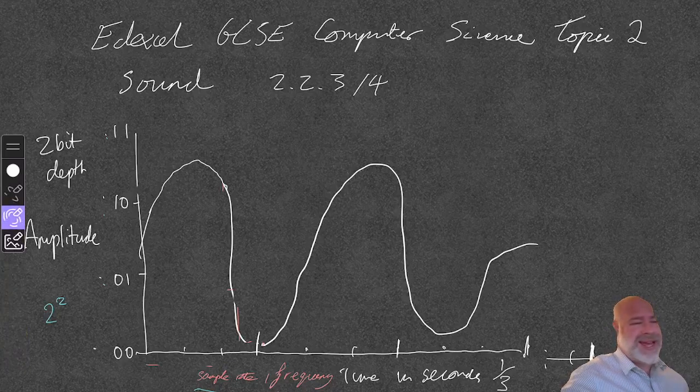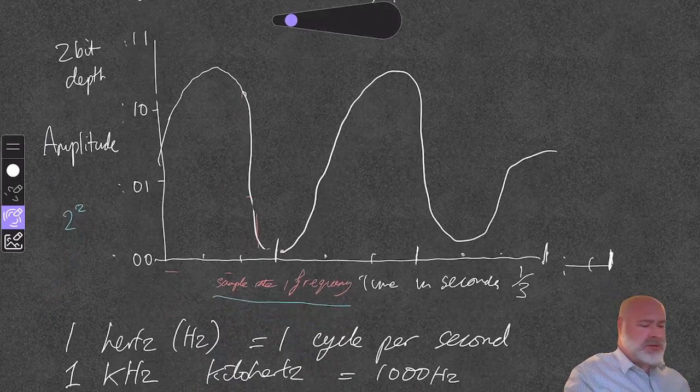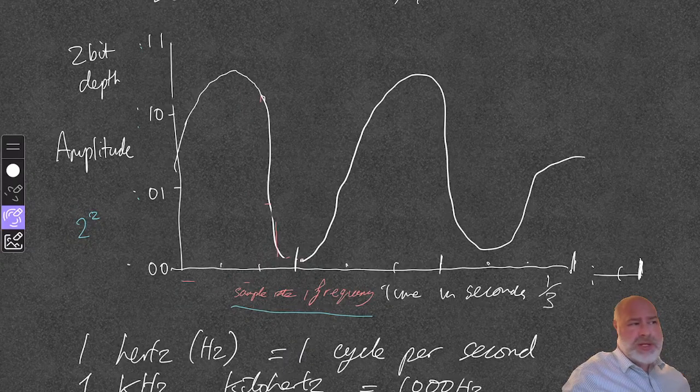We're going to be looking at GCSE Computer Science Topic 2 and Sound, which covers 2.2.3 and 4 in the specification for Edexcel. There's quite a lot to unpick here, so I'll just zoom down a little bit and we'll get started. So I've got a simple example to go over first.